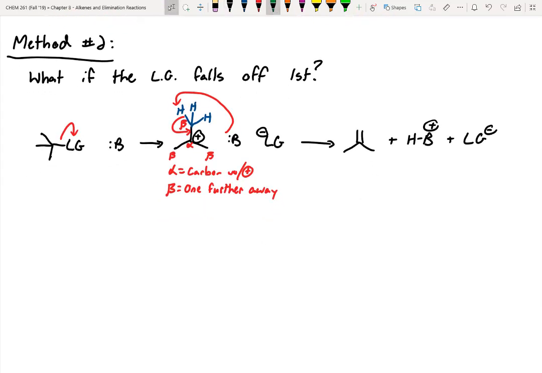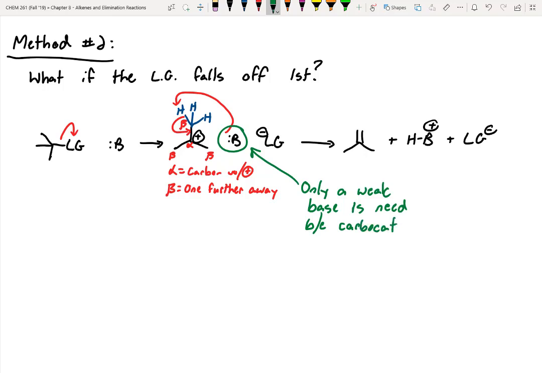All right, so now what I want to do is I want to look at the base that's used here. In the first reaction that we saw, we said we need a really, really strong base. In the second one, do you think we need a really, really strong base? No. Why not? No. Because the carbocation's so unstable, even a weak base could accomplish this. So let's make a note. Only a weak base is needed because the carbocation is so unstable.